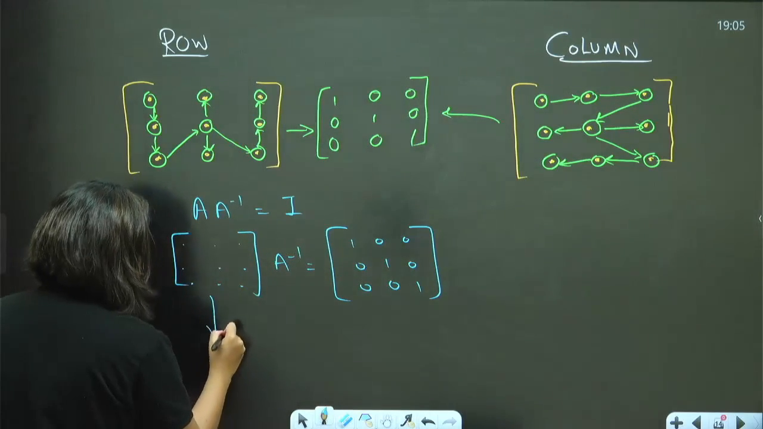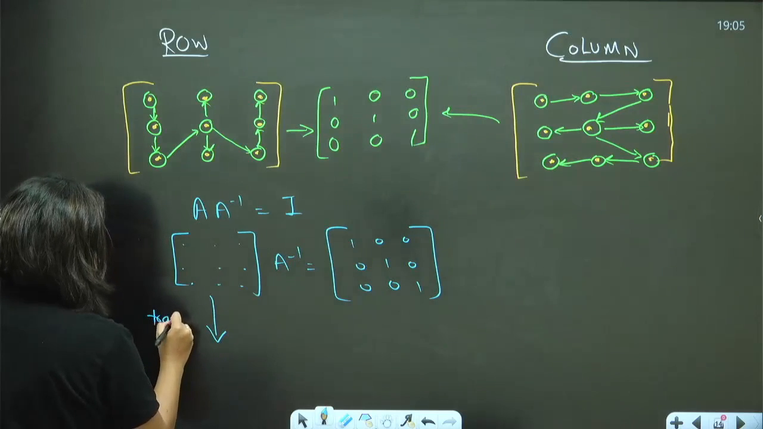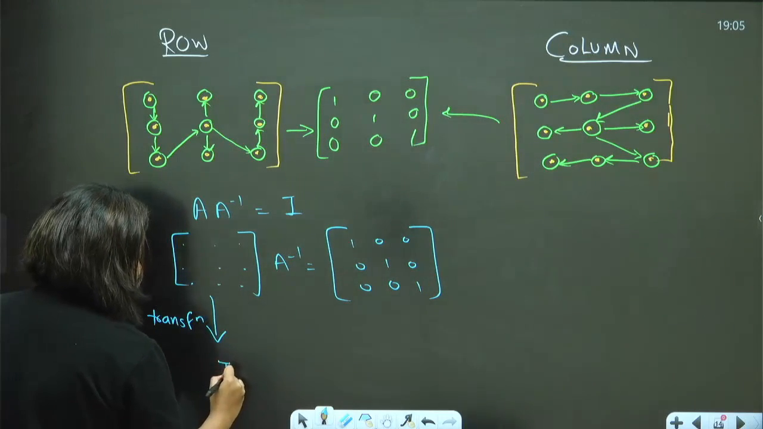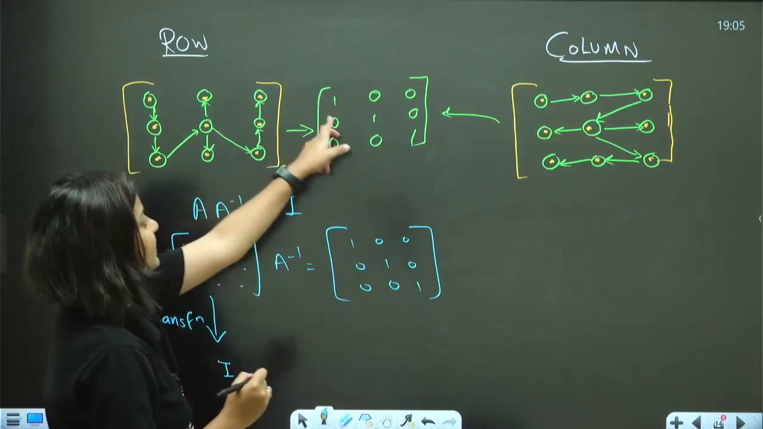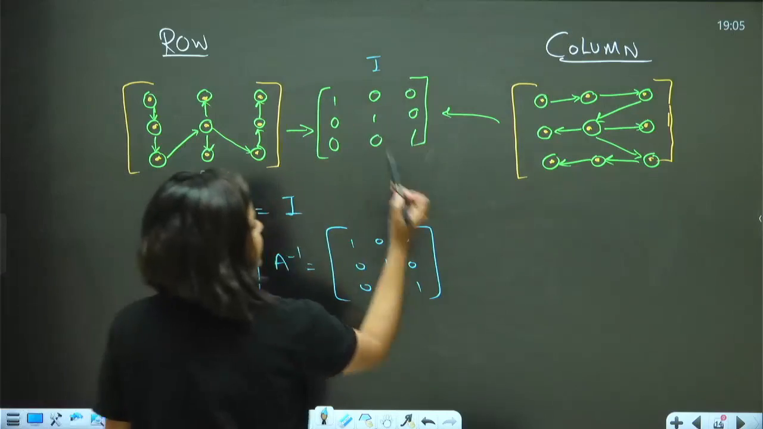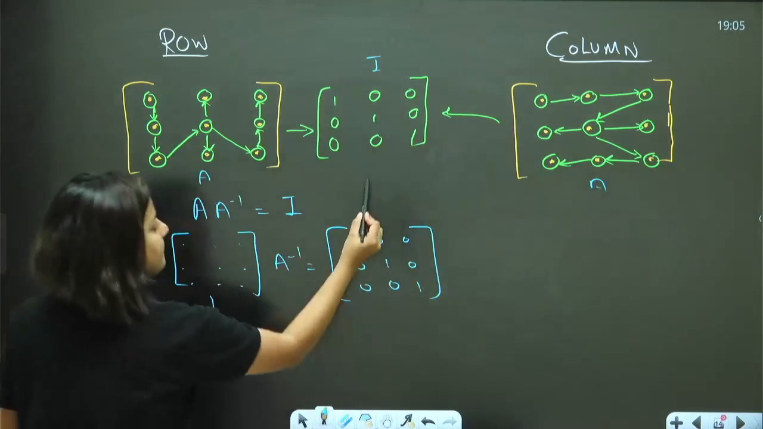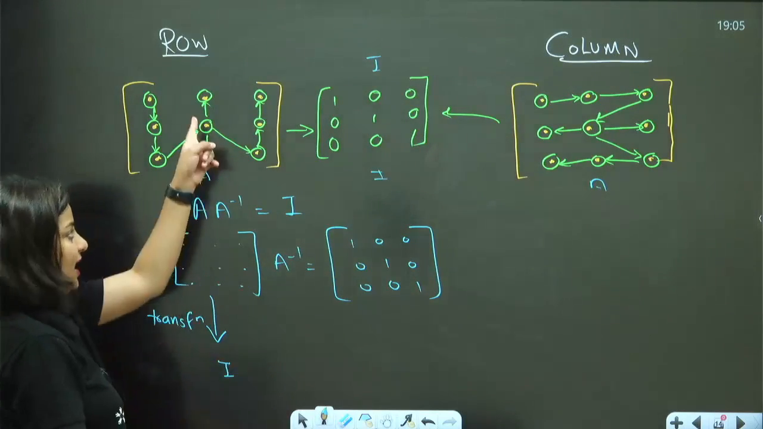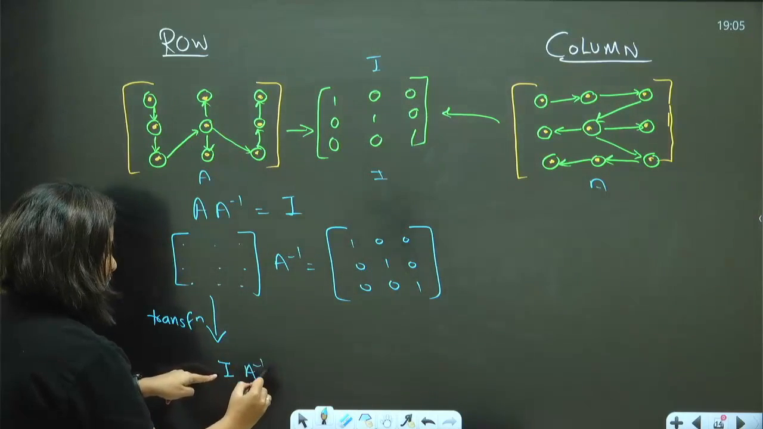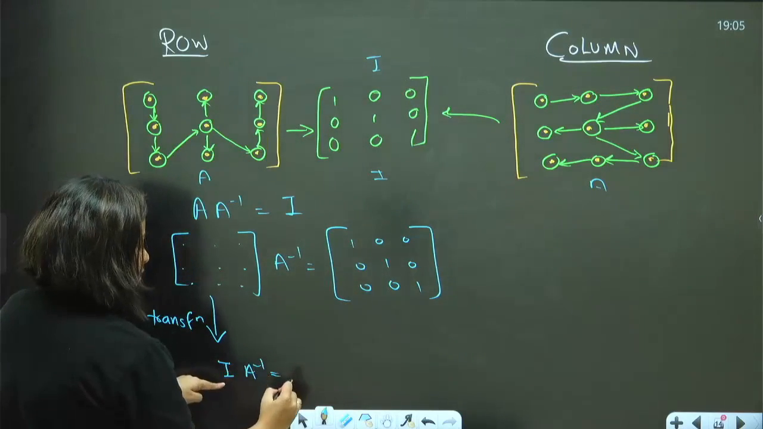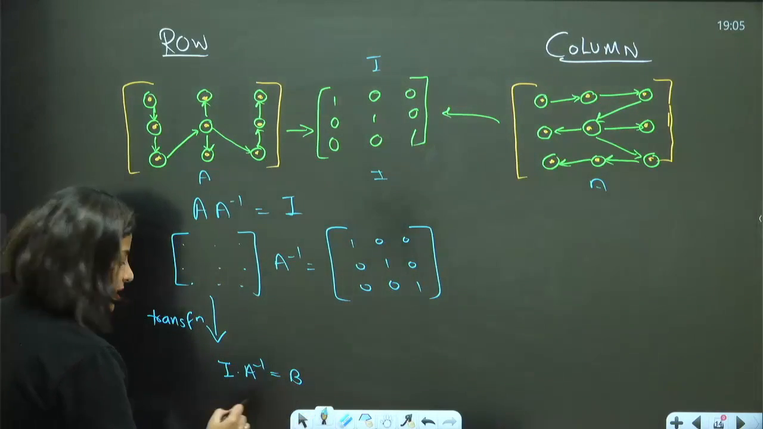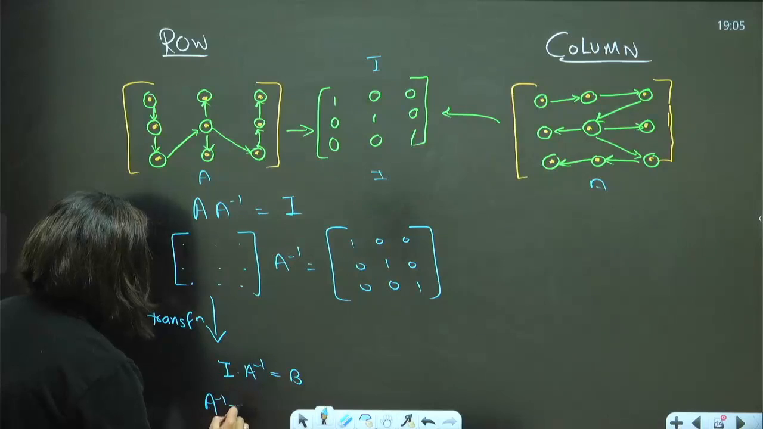Now you will do some transformation to make this A as I. You will try to make this A as I. How? I showed you just now. So you'll do some transformation, make this A I. A inverse is already there, and this will convert into something like a B. I into A inverse is nothing but A inverse, and you will get your A inverse on the right hand side.